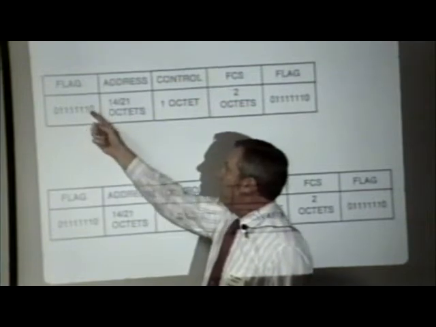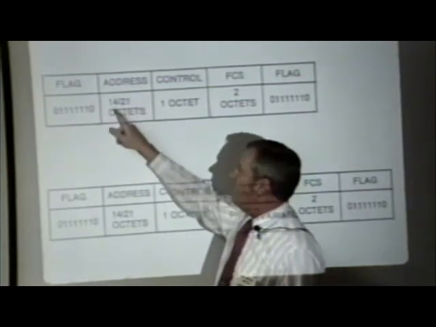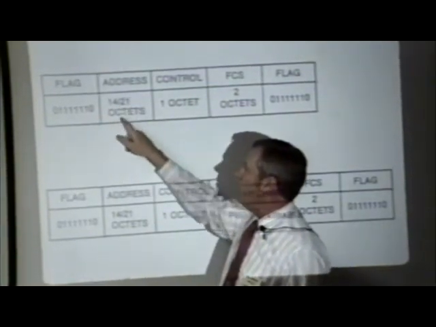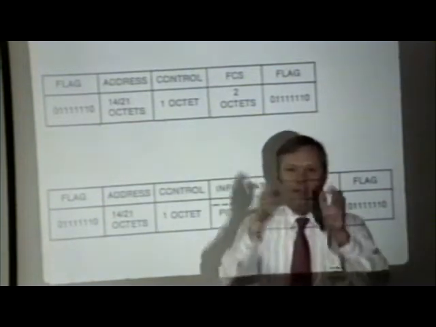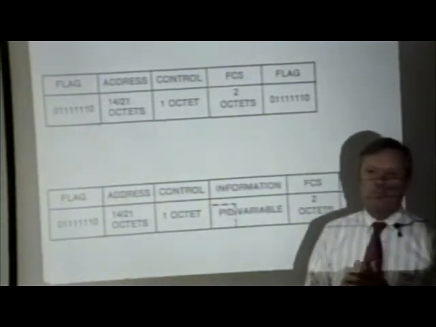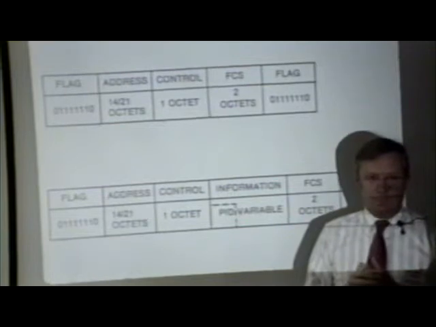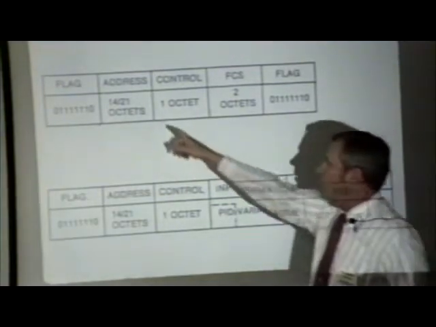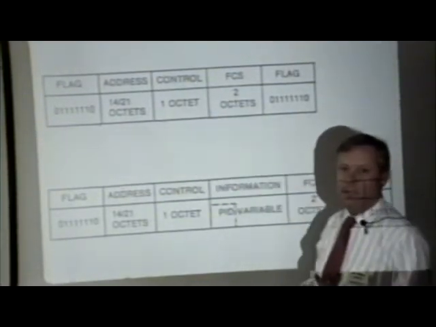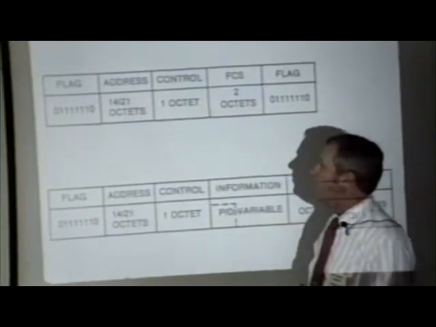Once I see the flag, I know I'm going to have an address field that contains 14 to 21 octets. An octet is 8 bits, also a byte. I guess they're pretty well the same, aren't they, Joe? Is there any significance to an octet as opposed to a byte, other than IBM or somebody wanted to call it an octet? It's 8 bits of information. We're going to look inside these fields in a minute. Right now, we're just looking at the overall structure.